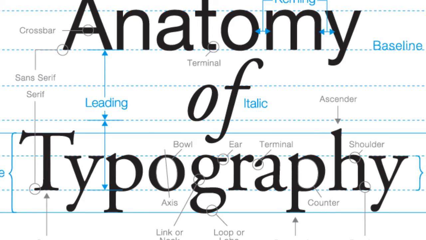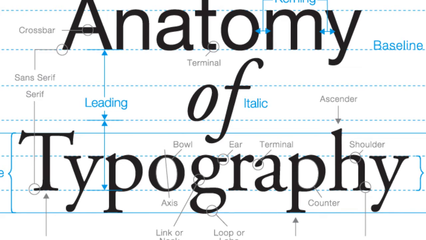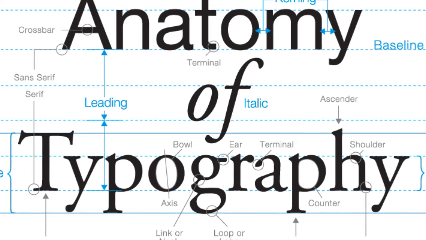So let's look on the left top line, the crossbar. This is a connecting point between strokes in a letter. Then we have a terminal. This is the finishing of a letter form. Now these can look all different. And kerning is the space horizontally between each letter form.